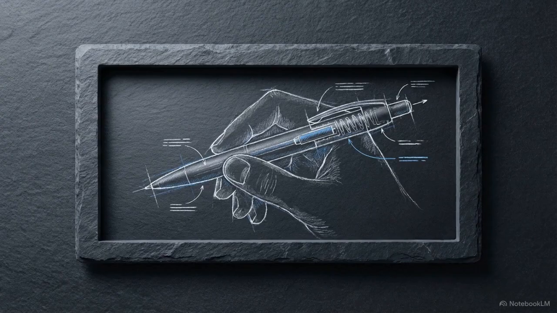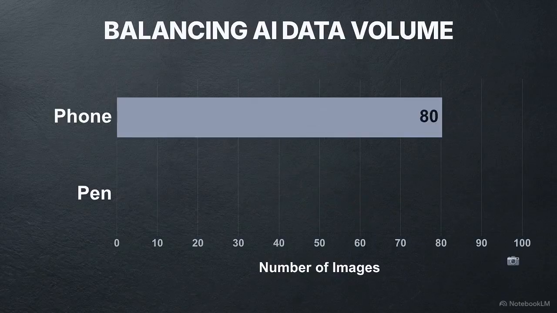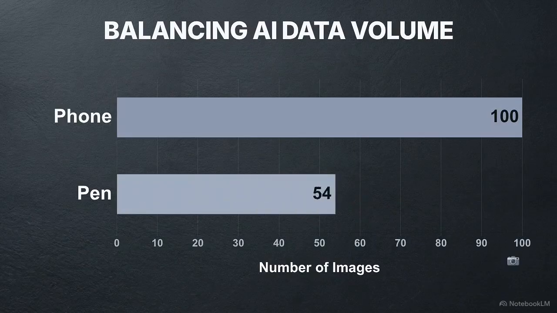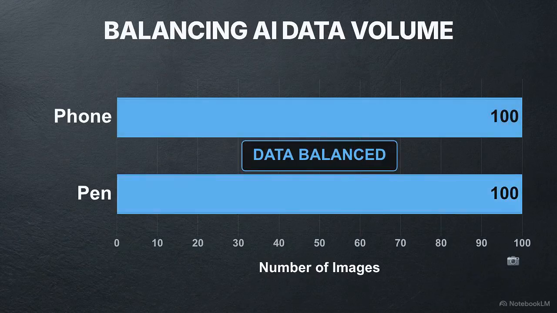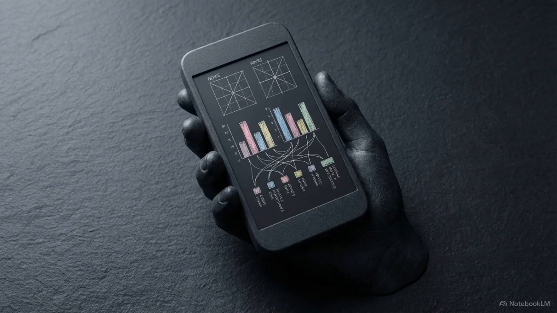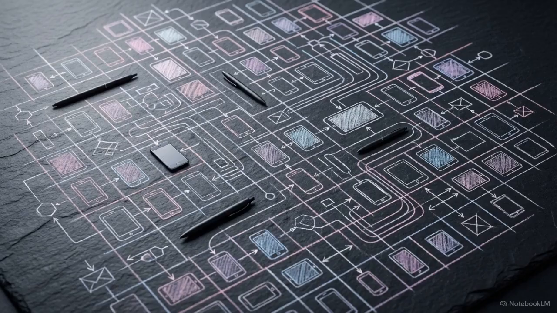Now move to your second class. Take your pen and repeat the exact same process. Make sure you gather another 100 images, so the data volume is completely balanced. Just as Spotify requires years of your listening history to accurately suggest a song, your new AI model relies entirely on the volume and variety of the visual data you just recorded.